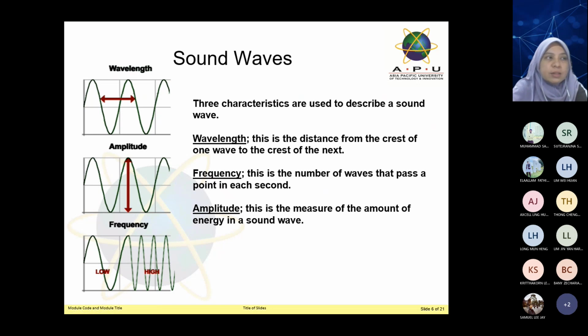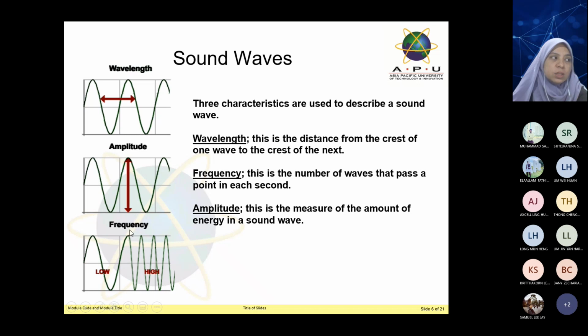Three characteristics are used to describe a sound wave. First is wavelength. Wavelength from 0 back to another 0 becomes one cycle. So wavelength must be counted from 0 back to 0, or from peak to another peak. Not from this peak to this peak, cannot. Positive peak to positive peak. Or this is the distance from the crest of one wave to the crest of the next.